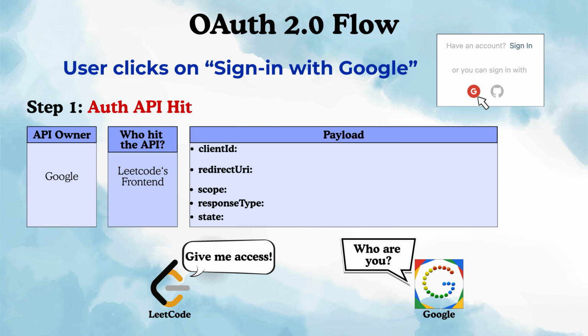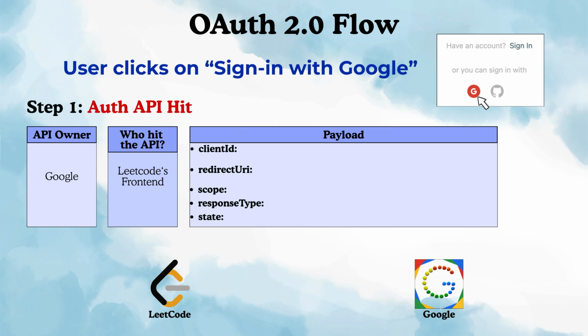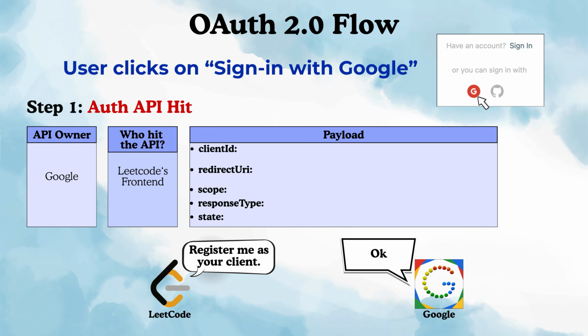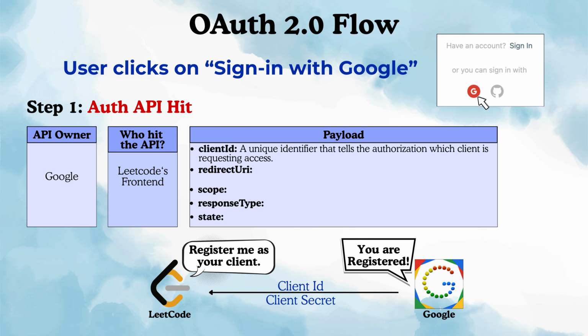Okay, so for that, initially, these third-party applications have to register themselves as a client on Google. Okay, then only Google will allow them to access the user's resources. So at some point of time, LeetCode must have registered itself as a client, and at that time, Google must have given it some credentials. Okay, a client ID and a client secret. So that is what a client ID is. It is a unique identifier that tells the authorization server which client is requesting the access.